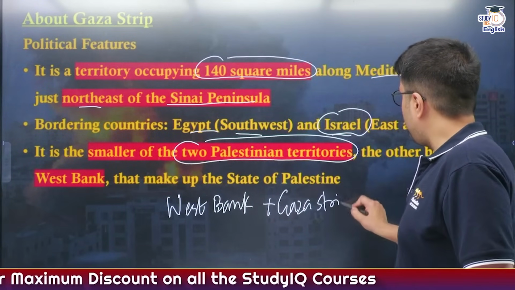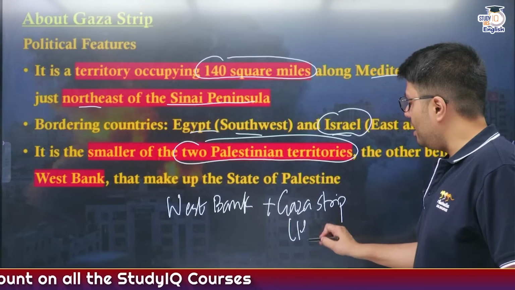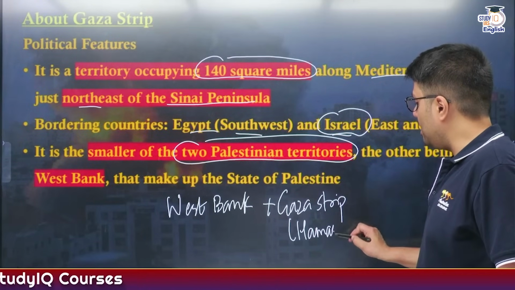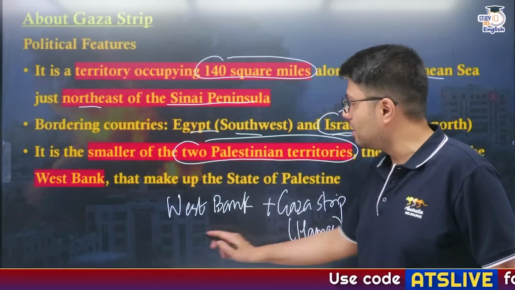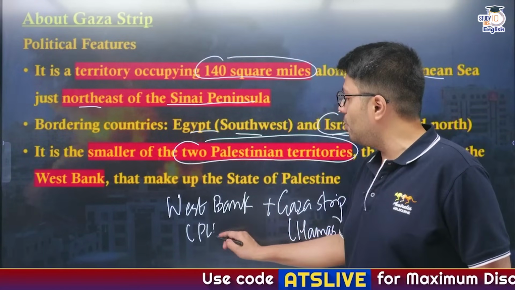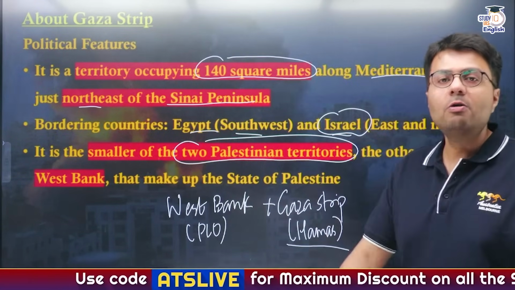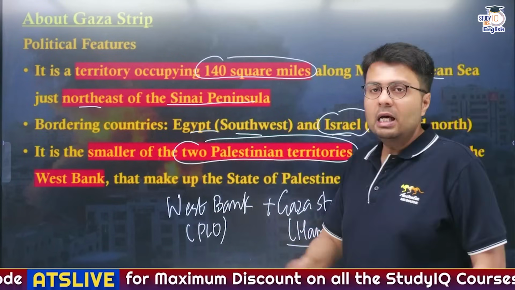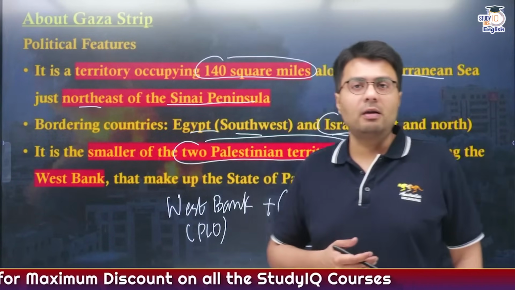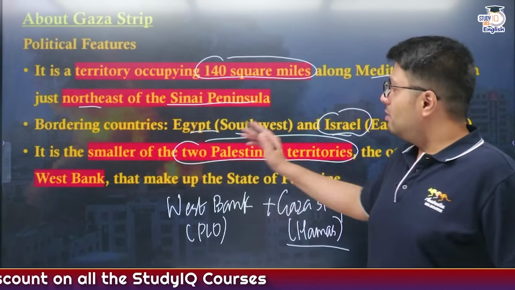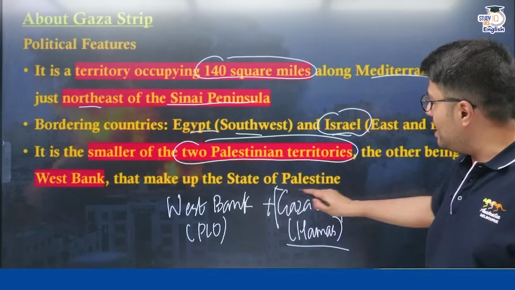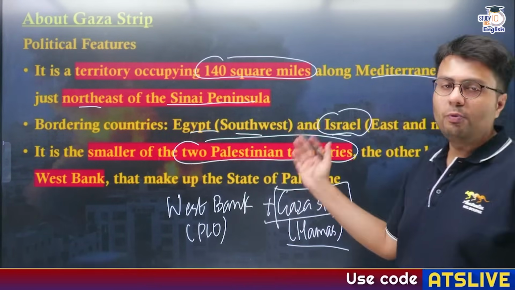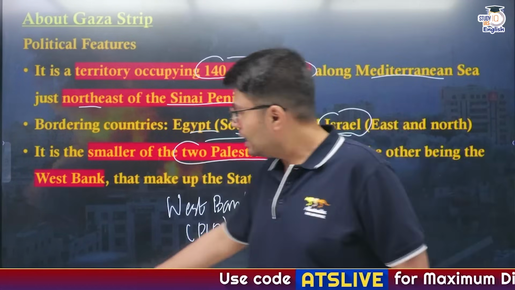Now the Gaza Strip, earlier and even today, is ruled by a radical Islamist organization also designated as a terrorist organization, Hamas, whereas the West Bank is ruled by the Palestinian Liberation Organization. The historic head of the PLO was Yasser Arafat, right? Now these are the two Palestinian territories. One of the Palestinian territories is the Gaza Strip, which we are talking about.